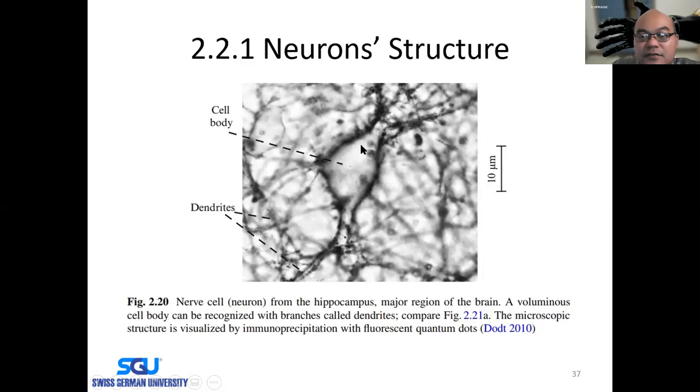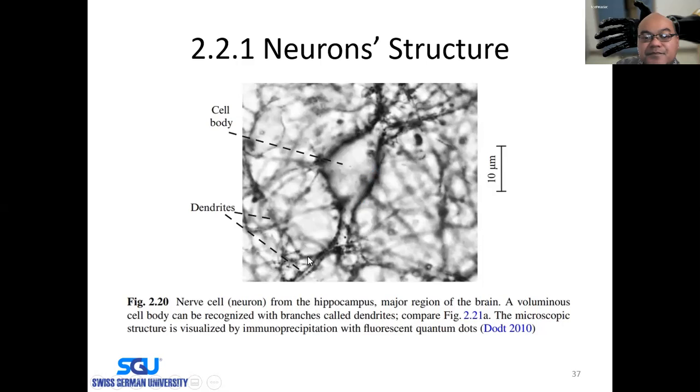So this shows the cell body, the structure, and this shows the dendrites. You see here the size of one individual neuron cell is about 10 micron, several 10 micrometers long. This is the photomicrograph of a nerve cell from the hippocampus, the major region of the brain. A voluminous cell body can be recognized with branches called the dendrites.